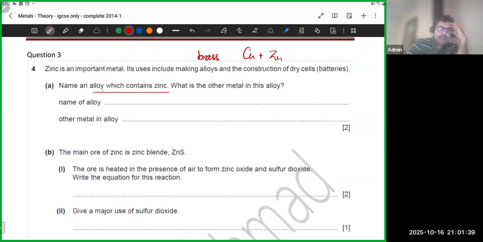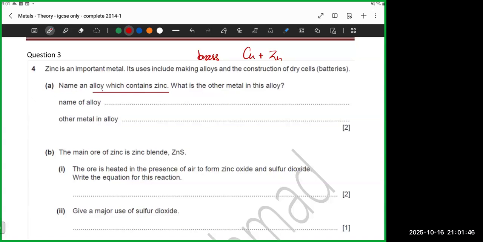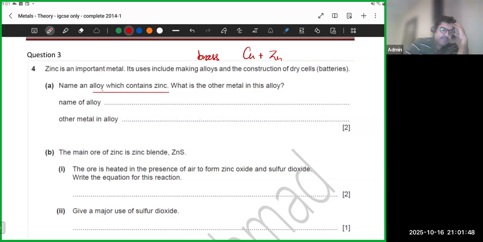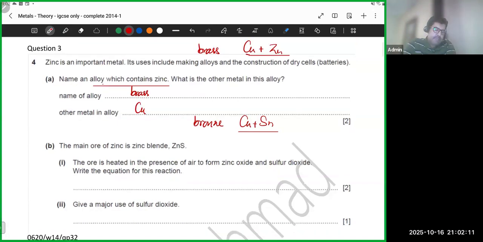No, steel is iron plus carbon, right? Okay, brass, yes, this will be brass. And there's another alloy which is bronze. That's copper plus tin. Okay, these 2 alloys, although they're no longer pretty much used. So the name of the alloy with zinc, it's going to be brass. And the other metal in the alloy, that's copper.